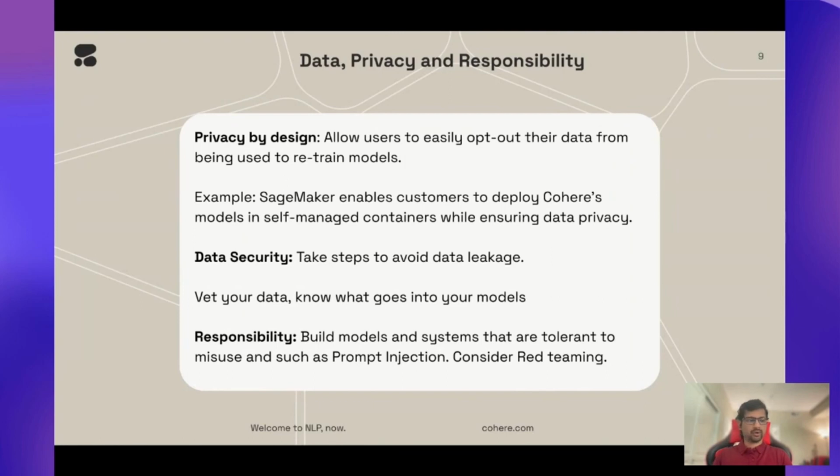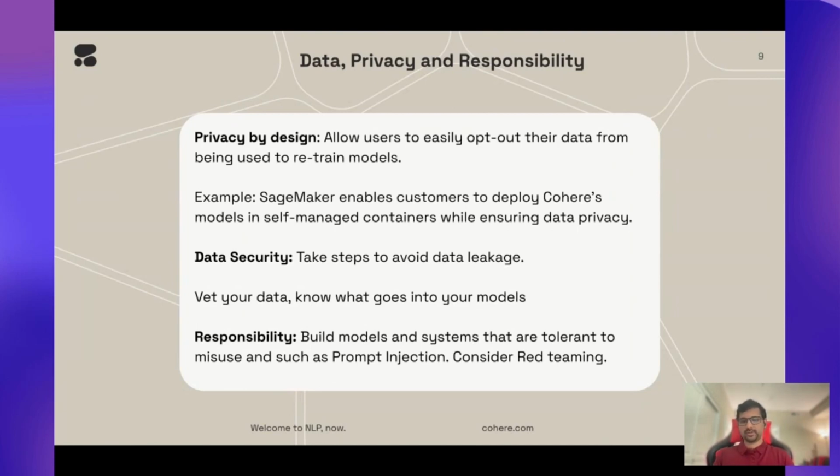But some of the things that don't get enough attention, and some of the things that make it specifically hard to make these language models a service, is the ability for you to have privacy as a part of your design. You should have the ability for users to opt out of their data being used to retrain other models, specifically the competitor models. One way that Cohere does this is we allow customers to deploy our models in a self-managed container through SageMaker, which ensures data privacy. And this is by design.